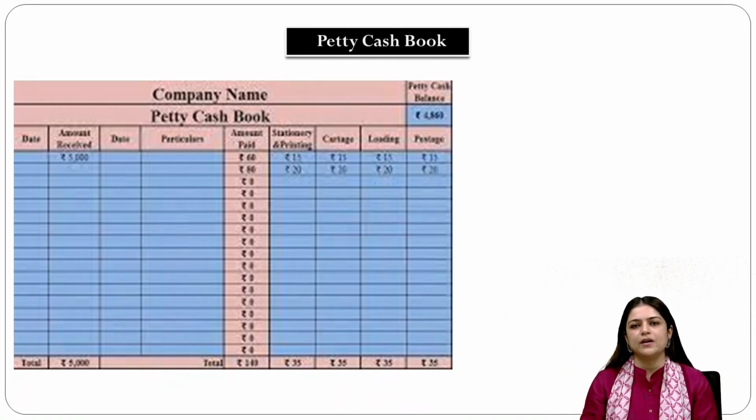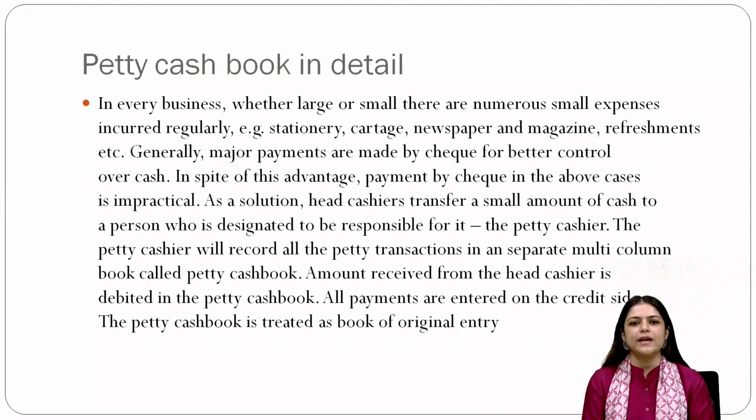So one by one we have to post the different expenses in different columns, and if there is no head for an expense, then that type of expense is shown in the miscellaneous expense. So now, petty cash book in detail.